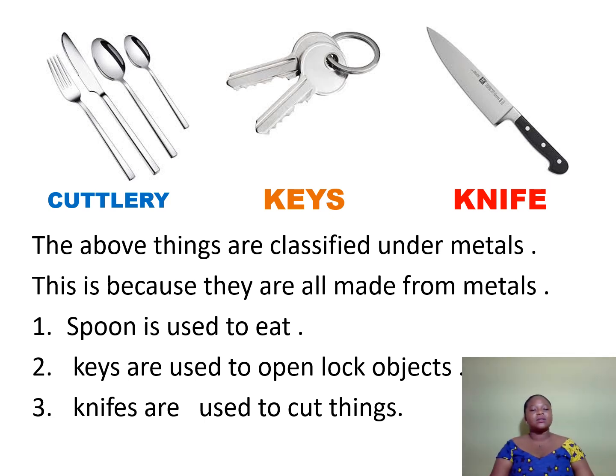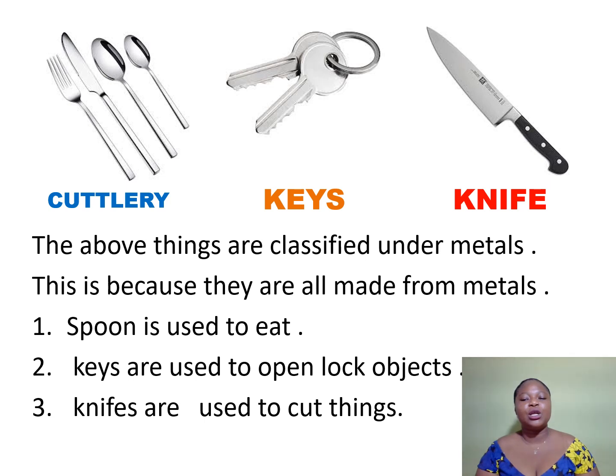So the above things are classified under metals. Classified under what? Metal. This is because they are all made from metals. I hope you are following. This is because they are all made from where? From metals. So what is the spoon used for? What do we use the spoon, the fork, and then the knife to do? What is the cutlery used for? Eat. Good.